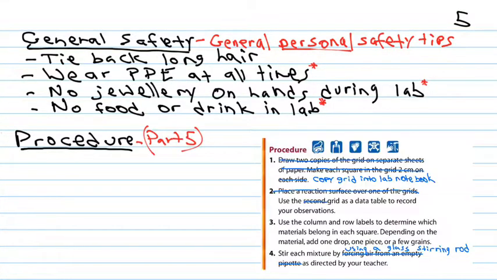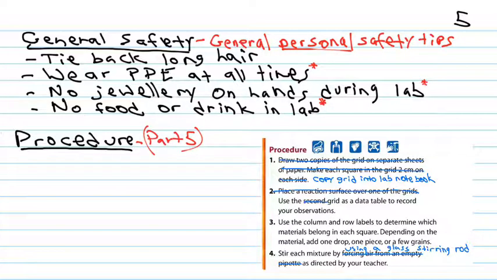Last but not least is the procedure. The procedure is usually listed in the pre-lab sheet, but sometimes it changes. So be prepared to make changes, whether it's during the pre-lab or actually during the lab. So give yourself enough room and enough space in your lab notebook to make those changes.